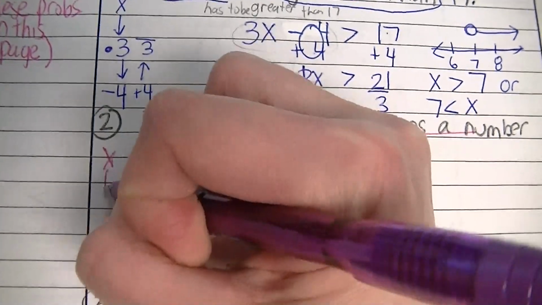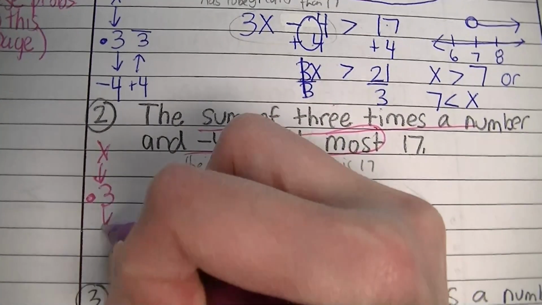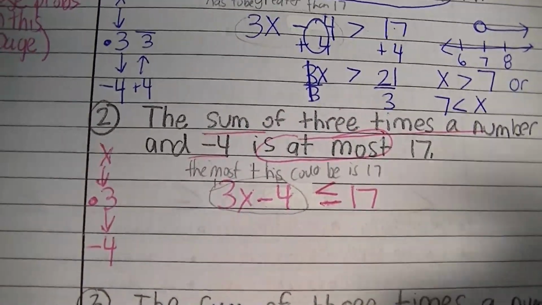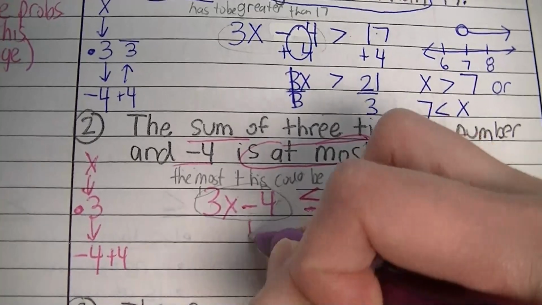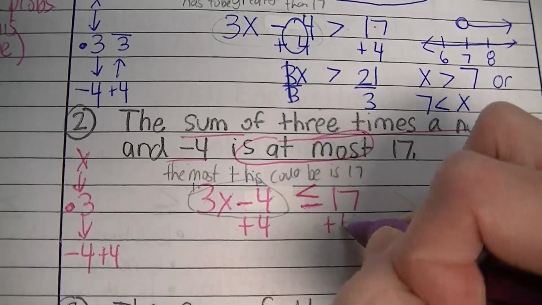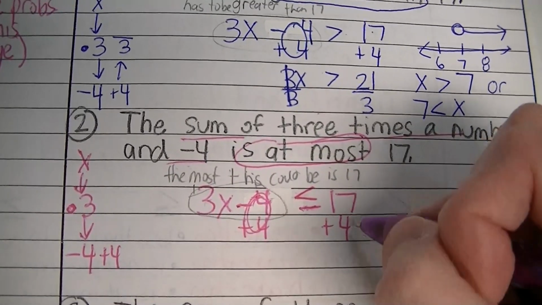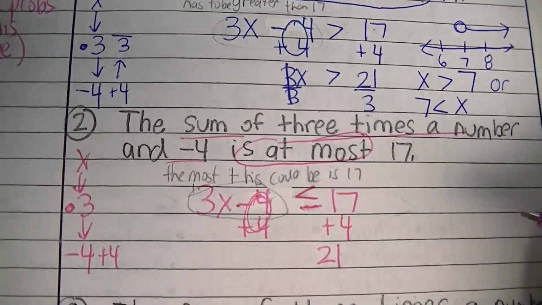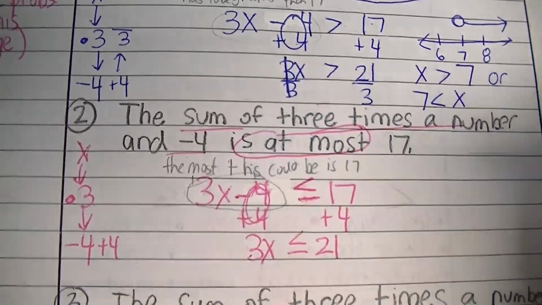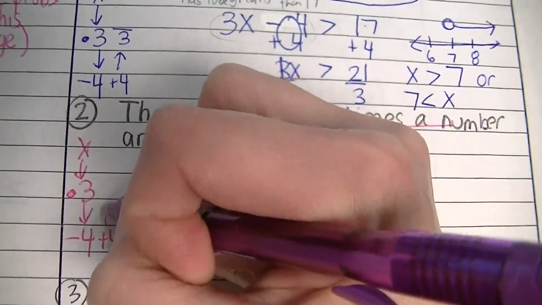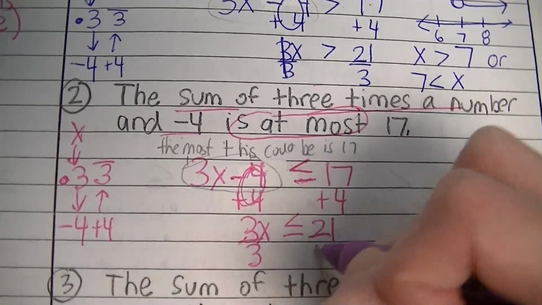So we started with x, multiplied it by 3, and then we subtracted 4. Okay? So the inverse operation of subtracting 4 is to add 4. And you do that to both sides of that inequality. -4 plus 4 is 0. 17 plus 4 is 21. Bring down your inequality and bring down your 3 times x. And then the inverse operation of timesing by 3 is to divide by 3. So you're going to divide both sides by 3.